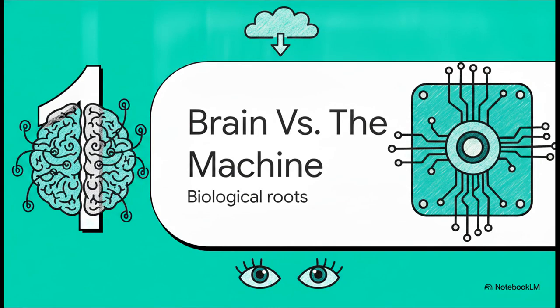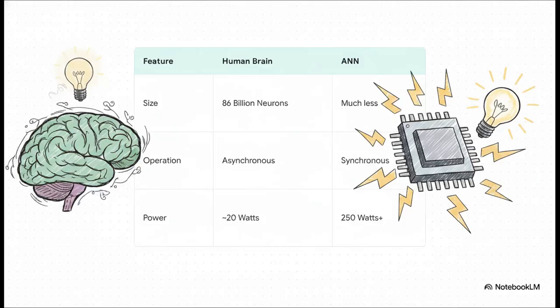So, starting with section 1, brain versus the machine, we really need to look at the biological roots of modern computing first. Just look at the sheer contrast here between a biological machine and a synthetic one. These stats from our source are just wild. The human brain packs in roughly 86 billion neurons, firing entirely asynchronously. And get this, it consumes a mere 20% of your body's energy. That means your incredibly powerful adult brain operates on about 20 watts. To put that into perspective, that's barely enough juice to dimly light a standard light bulb.